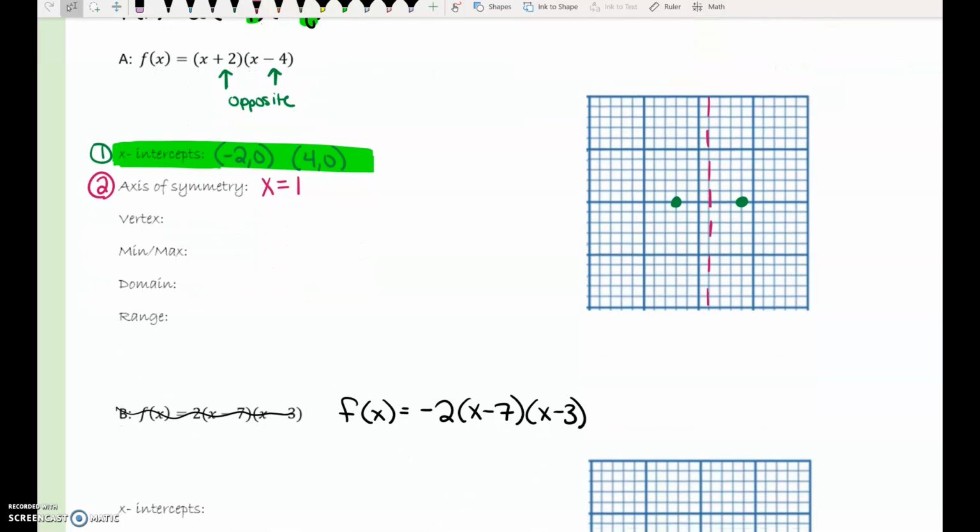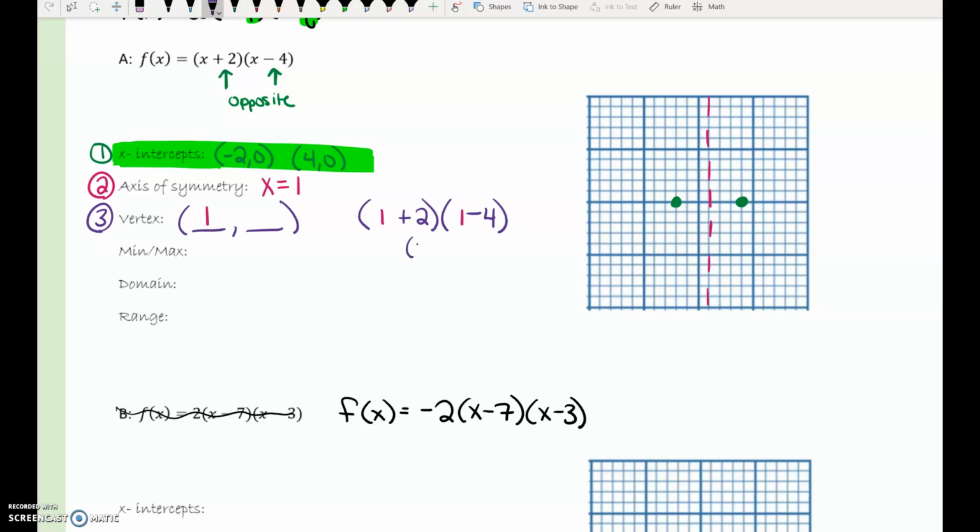Next, we find our vertex. What is the first part of our vertex going to be? 1. Your axis of symmetry is always the x value of your vertex. To find the y value of your vertex, you need to plug in the axis of symmetry value. So we're going to take (1 + 2) times (1 - 4). I'm going to write it in with color like that so you can see where that 1 came from.